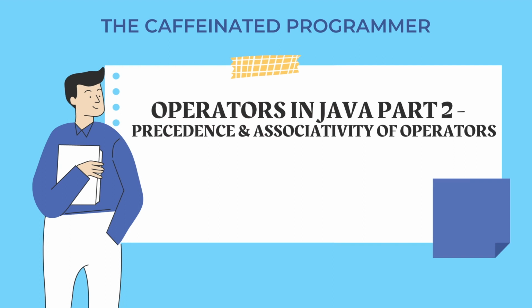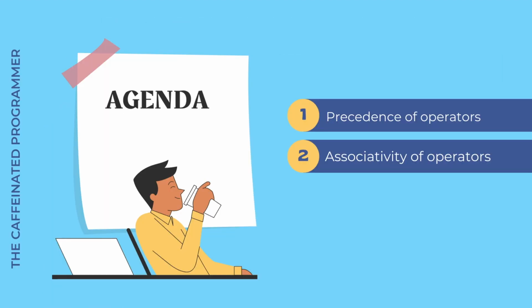Hello guys, welcome back. In this video, we'll be discussing how operators are evaluated in Java and also provide examples of code to help you understand the concepts, right? So the agenda for today's video will be, we will look at the precedence of operators and also understand the associativity of the operators. So without wasting time, let's get started.